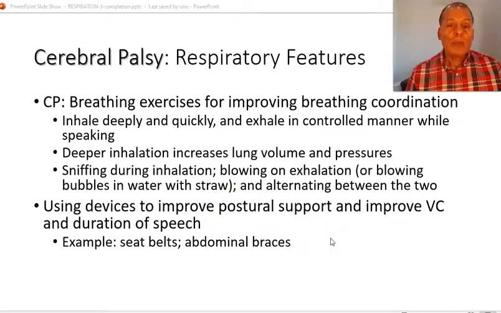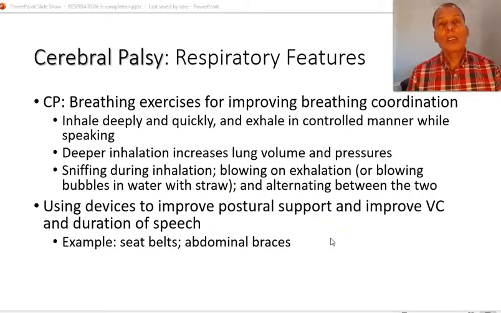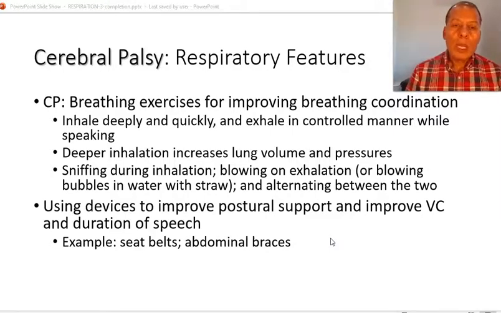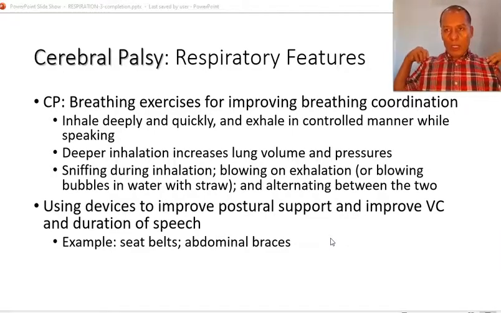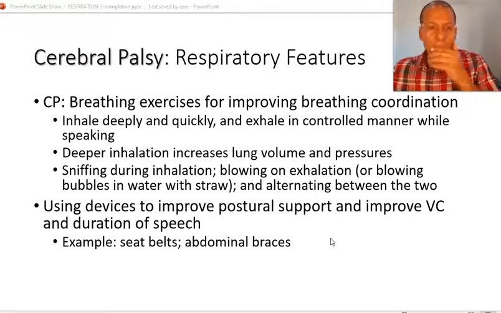There are devices that are used to improve posture. Recall that posture directly influences volumes and the pressures we have. So having certain tools to improve posture is going to produce immediate improvements.